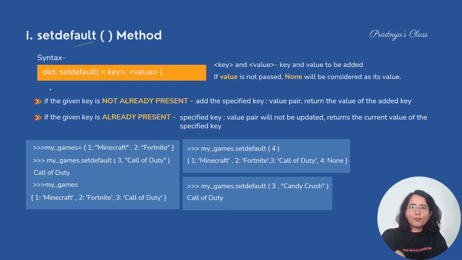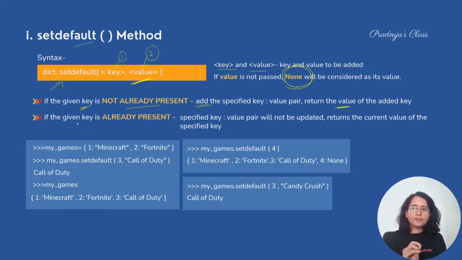So here is the general form to write the setdefault method. dict.setdefault, and in the bracket we have two arguments. The first argument is key and the second argument is value. This is the key value pair which we want to add in the dictionary. The second parameter is optional. If you do not give the value for that key, it will be considered as None. So there are two criteria. If the key is not present in the dictionary, then it will get added, because a key cannot be duplicate. And the setdefault method returns the value of that key.